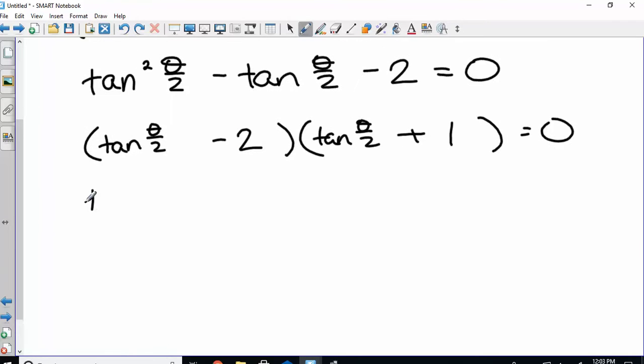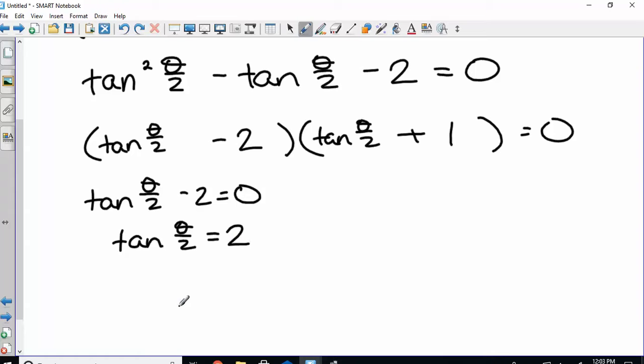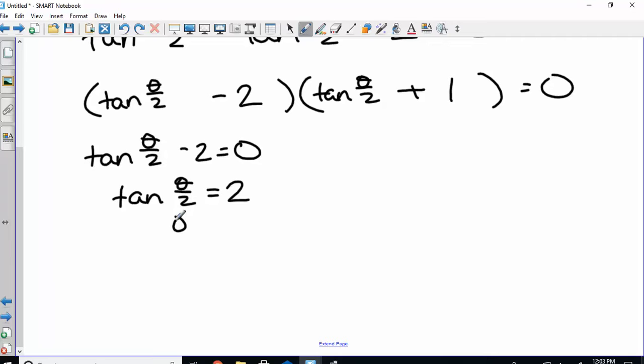Okay. So if we set each of these equal to 0, do we know when tangent is equal to 2? No. It doesn't mean it's no solution, it means we're going to use our calculator. Quadrants. Tangent is positive in 1 and 3. Reference angle. We are in degrees, so make sure your calculator is in degree mode. And we do tangent inverse of 2.